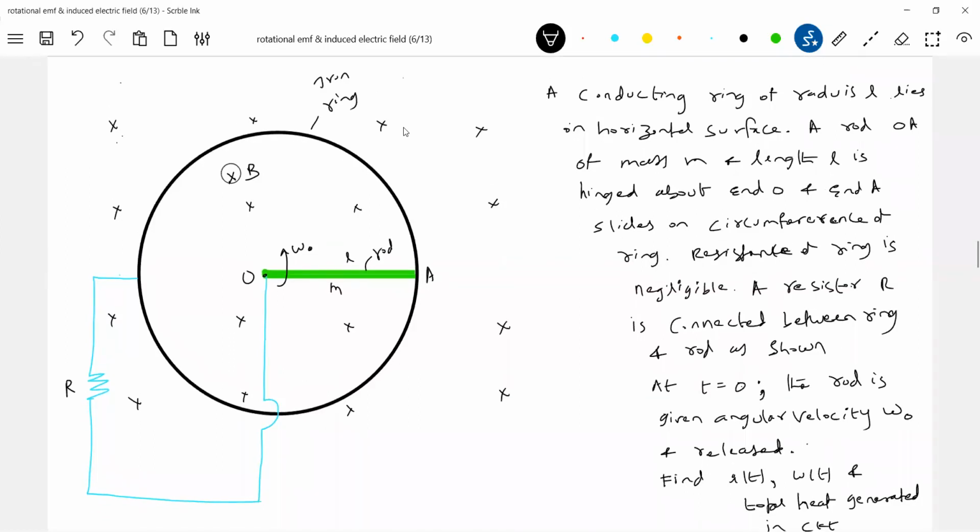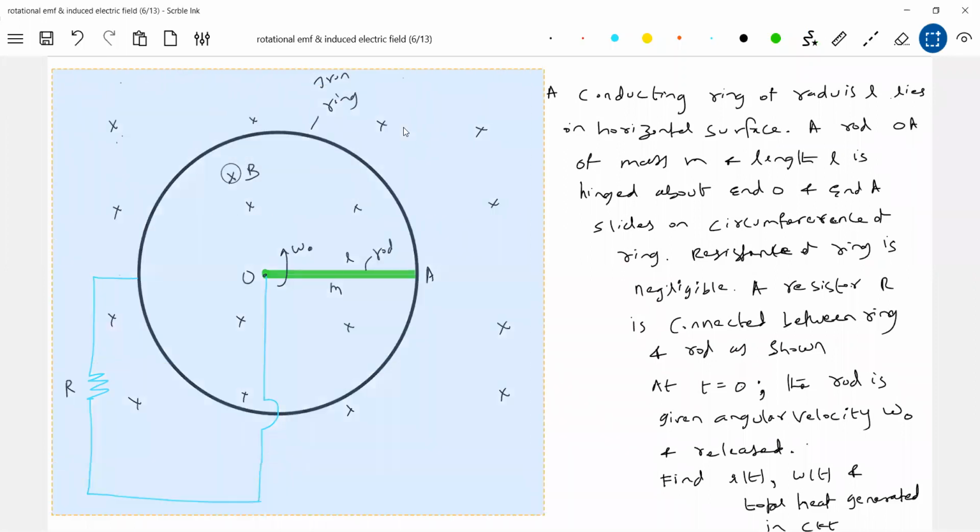All of you seen the diagram? I'll minimize it because I need space to draw other things.